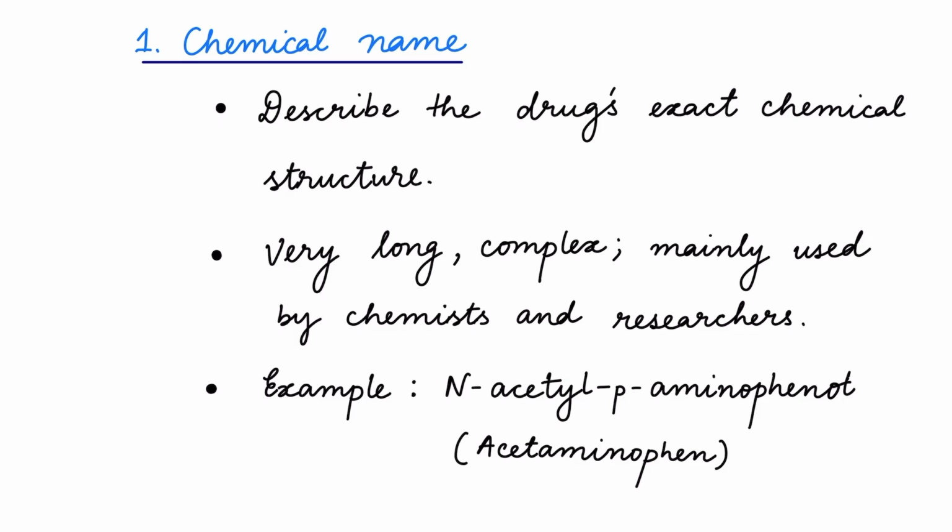For example, the chemical name for acetaminophen is N-acetyl-para-aminophenol. This name tells us the precise arrangement of the atoms in the drug.